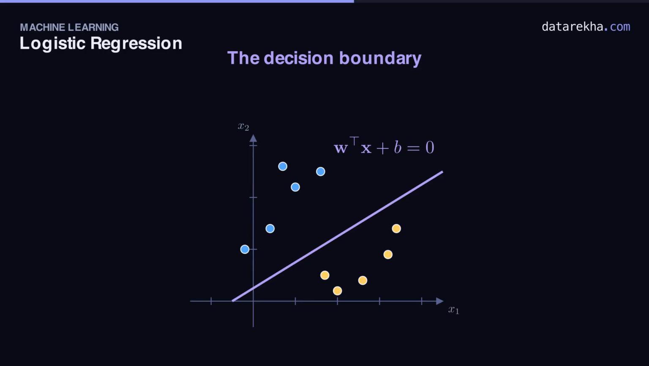Set w dot x plus b to 0. And because z is linear in the features, that equation draws a perfectly straight line across the plane. On one side of that line z is positive, so the model says class 1. On the other side z is negative, class 0. The line cleanly splits the plane in two. So remember this. Logistic regression always carves a straight boundary. For a curved one, you must engineer curved features first.